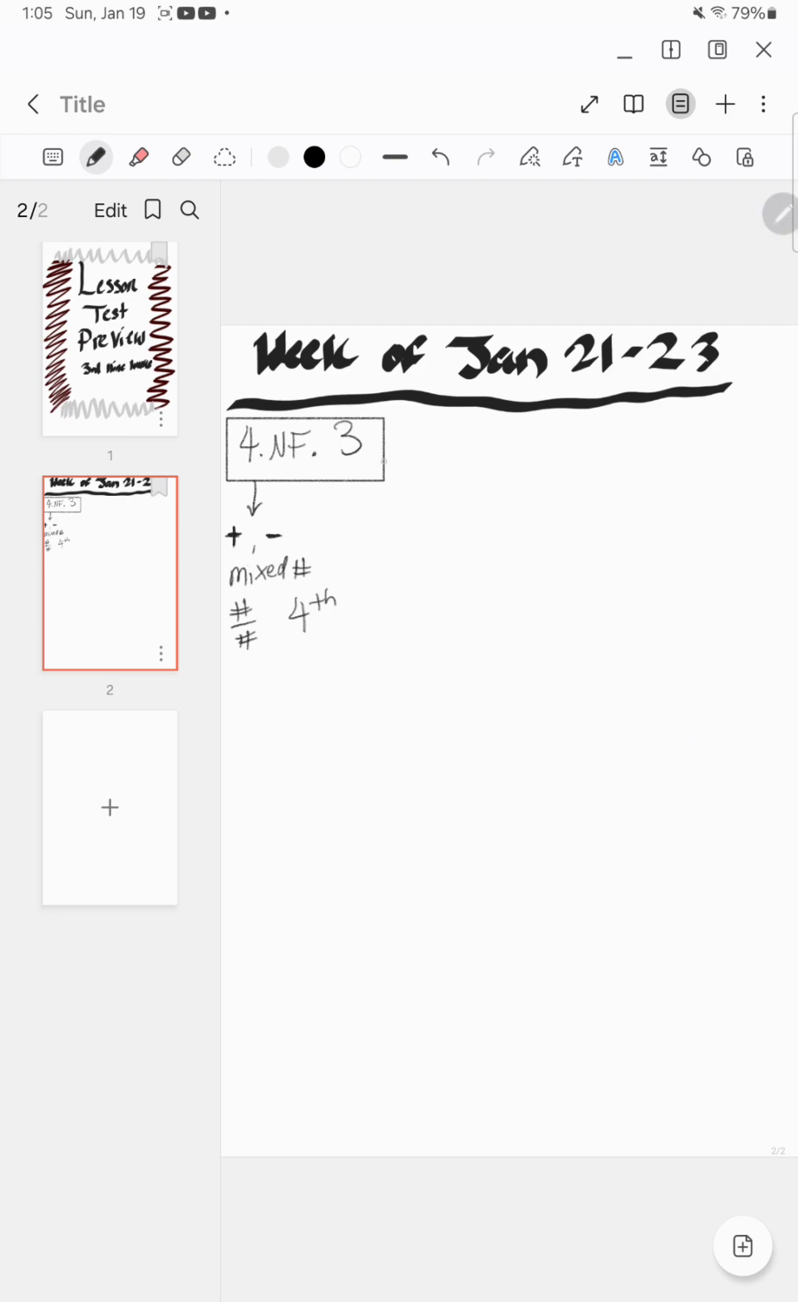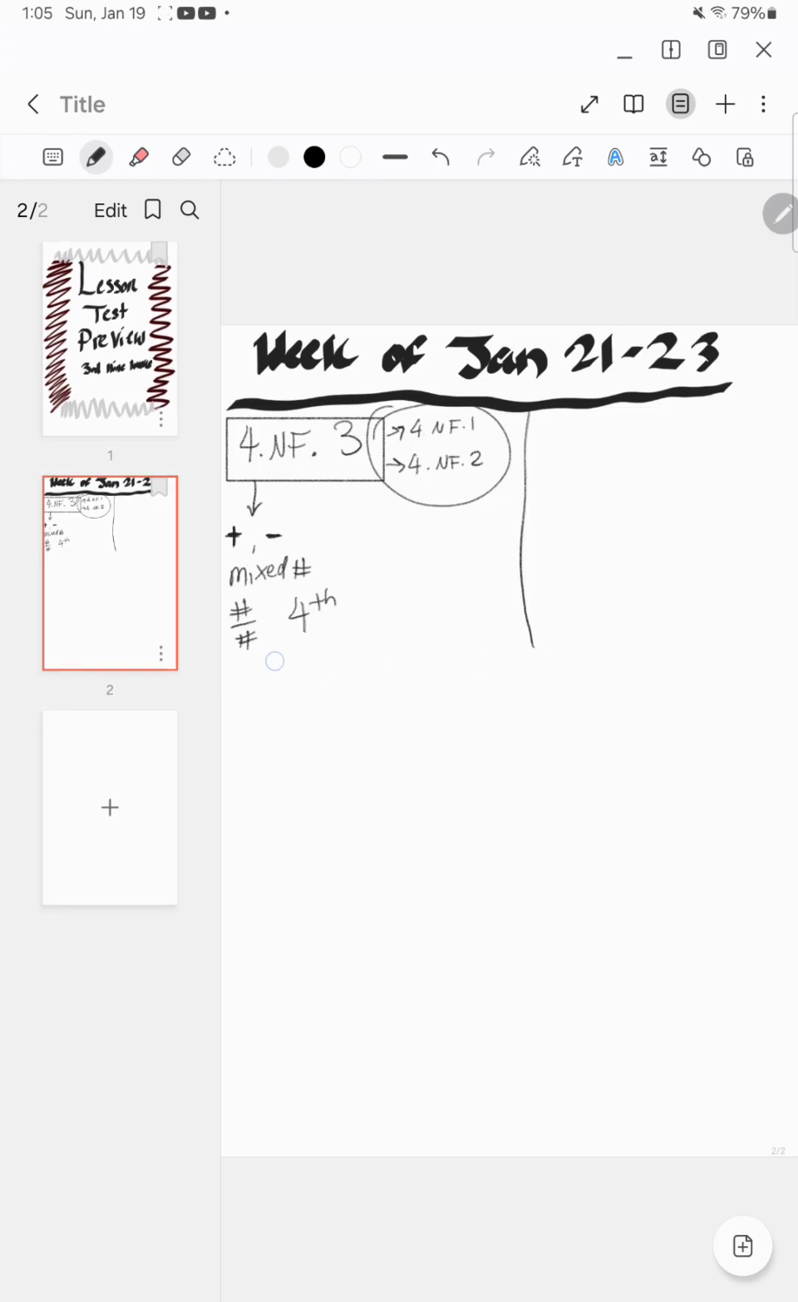But it does piggyback off the two previous standards that we talked about last week, which is 4.NF.1, equivalent fractions, and 4.NF.2. Now, for 4th grade math, with this standard of adding and subtracting fractions, these two other standards don't really matter. But equivalent fractions will help them with 5th grade, because they will not be able to add or subtract fractions without making equivalent fractions. So I'm just going to go ahead and dive right in.